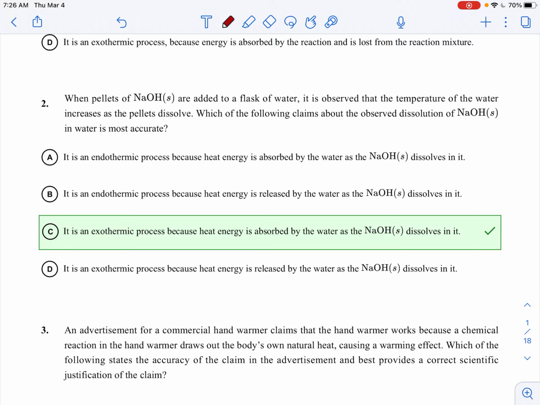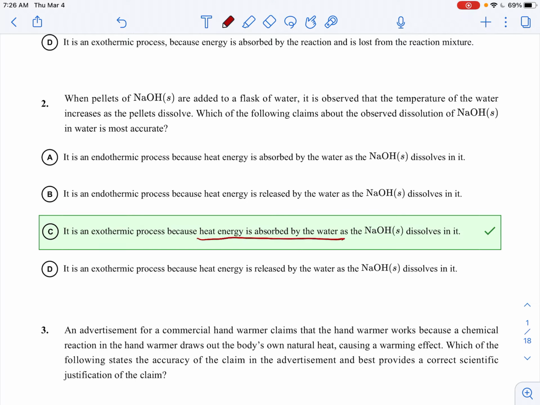Now let's look at C and D. These are worded differently, so you got to be careful. It says it is an exothermic process because heat energy is absorbed by the water as the sodium hydroxide dissolves in it. And then D says it is an exothermic process because heat energy is released by the water as sodium hydroxide dissolves in it. So we know that energy is released by the reaction, but since the water is surroundings, the heat energy is actually going to be absorbed by the water.